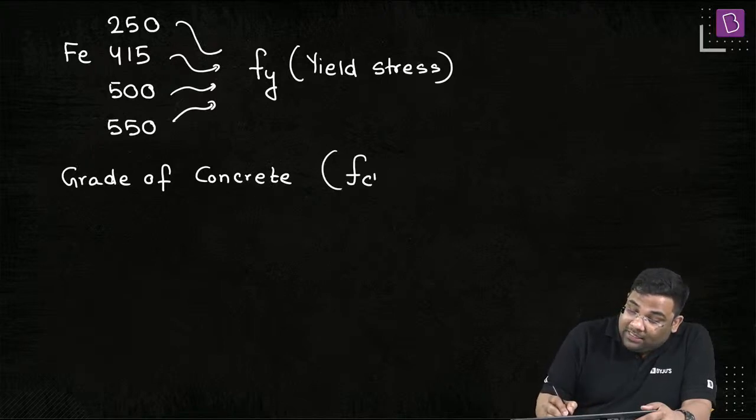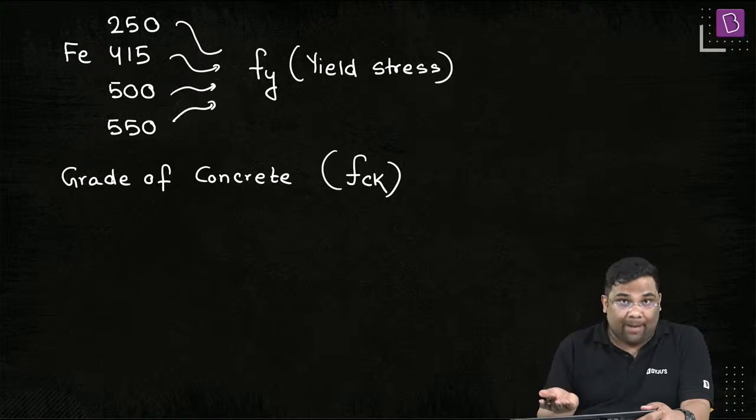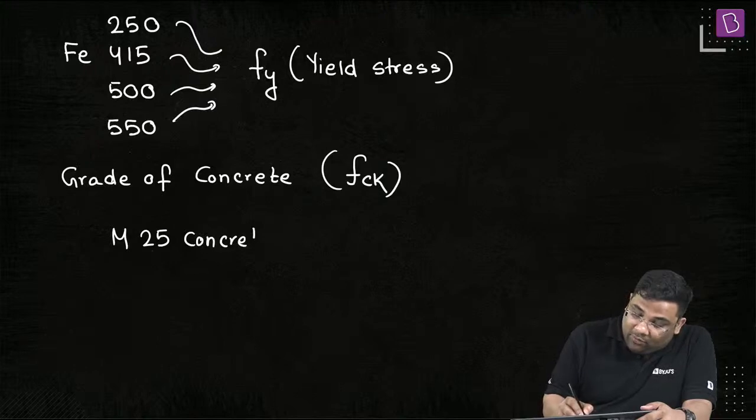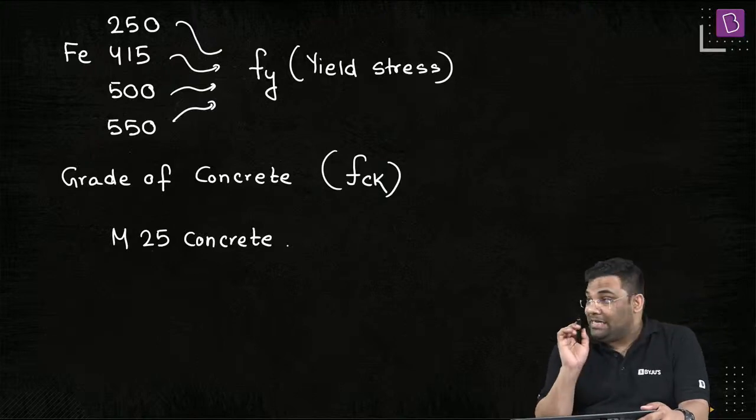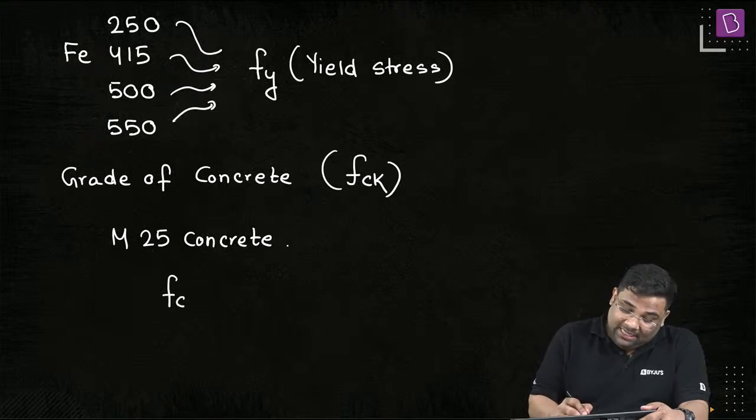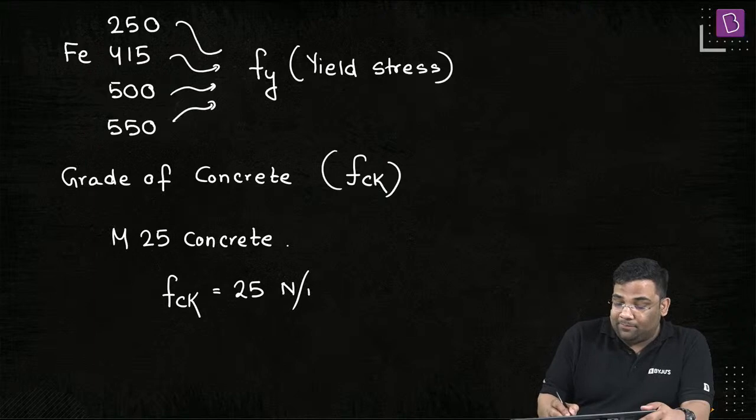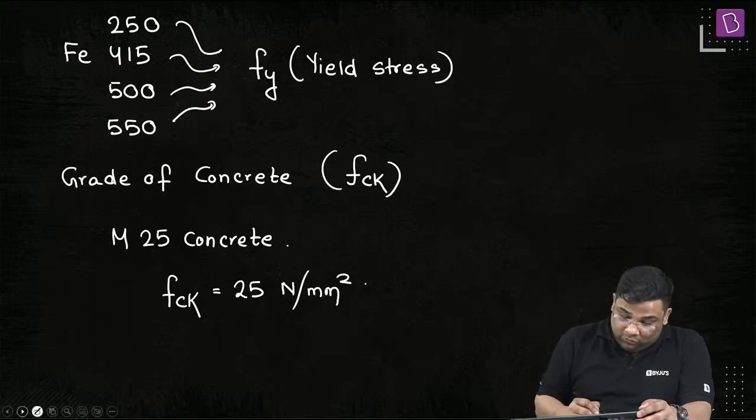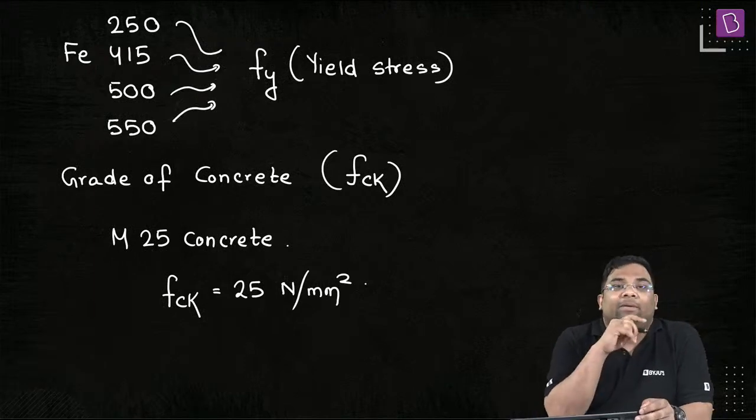And the grade of concrete is known as FCK. For example, if I say M25 concrete, what is the meaning of this? The meaning is that your FCK is equal to 25 Newton per mm square. It's the grade of concrete, right? So all these things will be given to you in the examination.